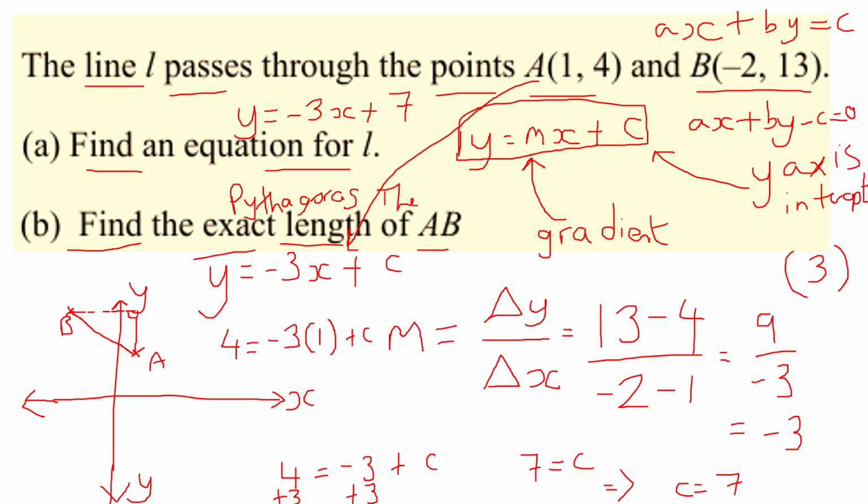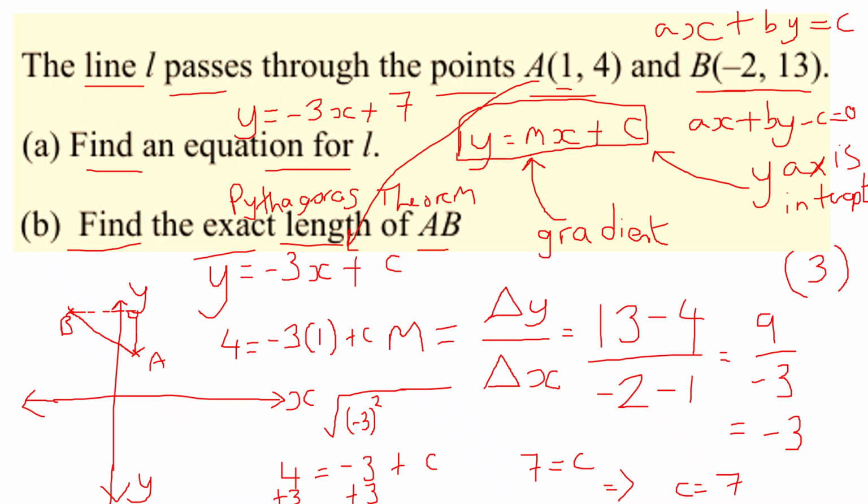Because he wants the exact length here, we are going to leave our answer as a surd or a square root. So it's going to be the square root of the difference in my x coordinates squared, and then the difference in the y coordinates. So for x, we're going from 1 to minus 2, so that'll be 3 squared here or minus 3 squared. It doesn't actually matter about the sign here, because if I square a negative, I get a positive. If I put a 3 there, that is also fine.